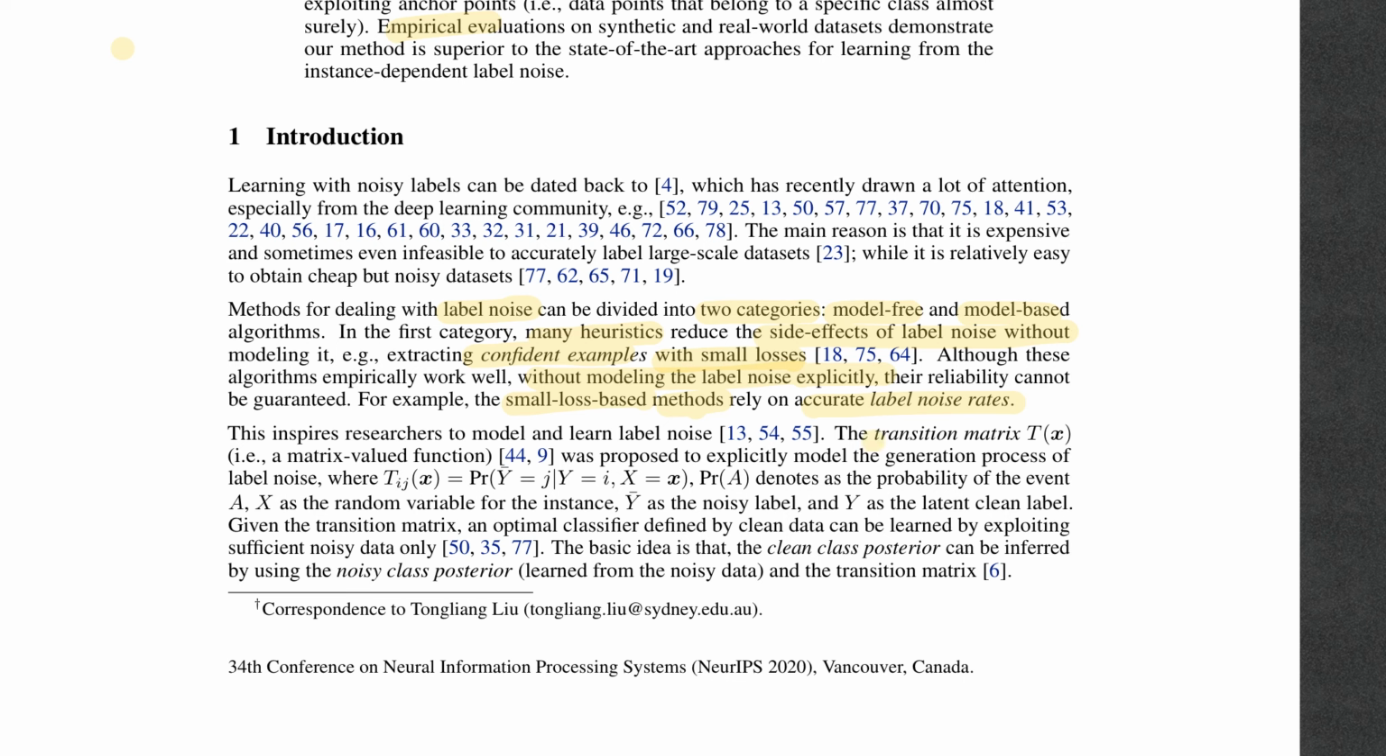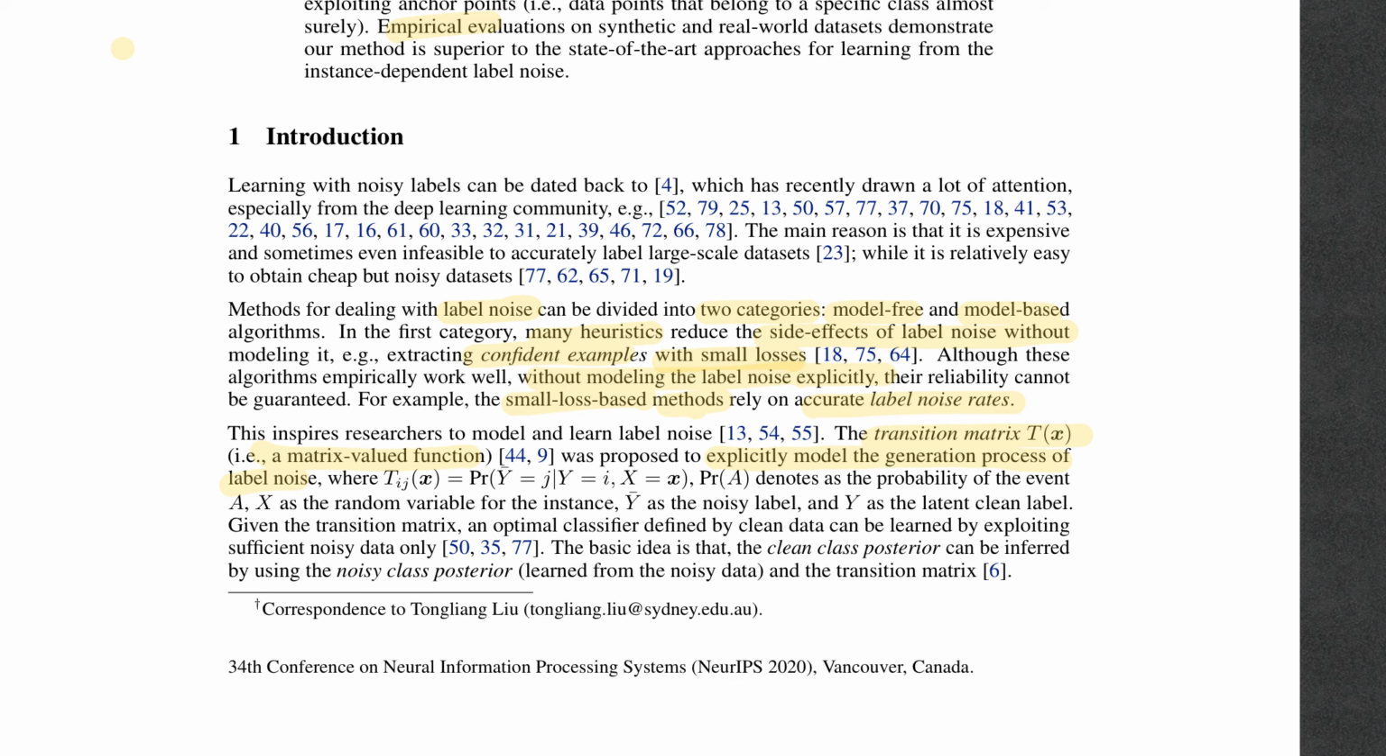Then they go about the definition of the transition matrix, which is a matrix-valued function, and its objective is to explicitly model the generation process of this label noise. This means that when you have the item X, when you pass it through this transition matrix, you will get the matrix Tx, in which the element ij indicates that if the real label is i, and the observation is X, meaning that you somehow incorporate the semantic context of the item, what is the probability of observing a label j, which could be a noisy label, that is not equal to i?